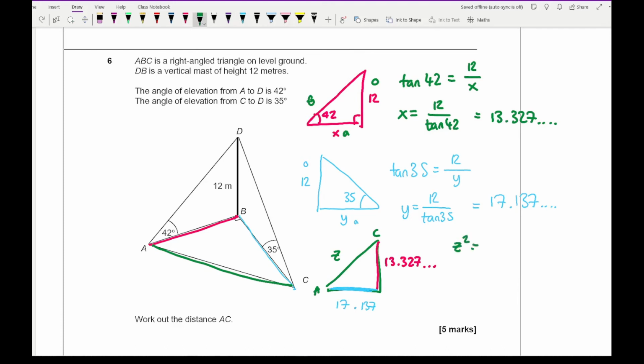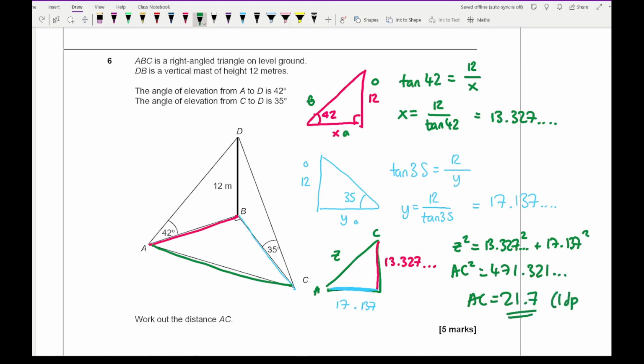So we've got z squared equals 13.327 squared plus 17.137 squared. And we type that all into our calculator and we get that AC, or z squared, equals 471.321. And if we square root that number, we should get an answer of 21.7, and that's to 1 decimal place. And that's going to be in meters.